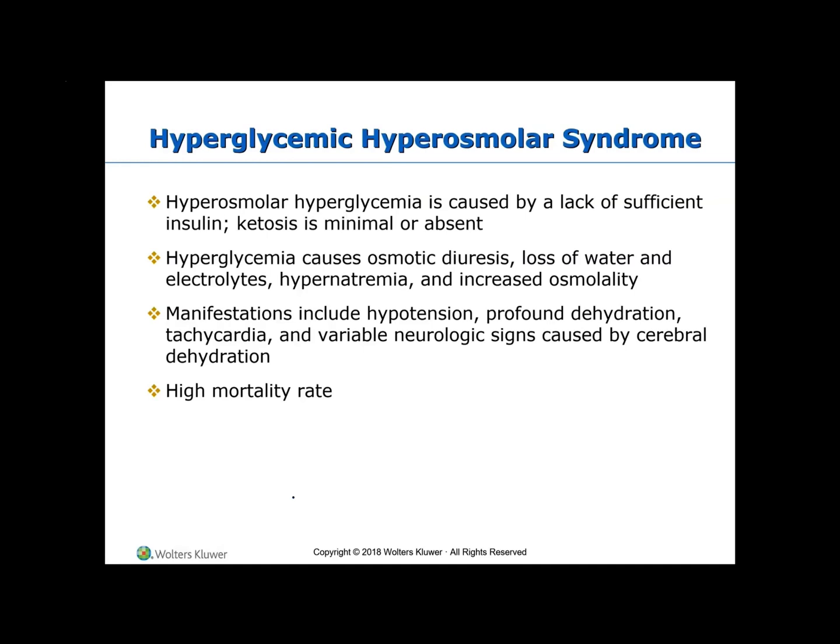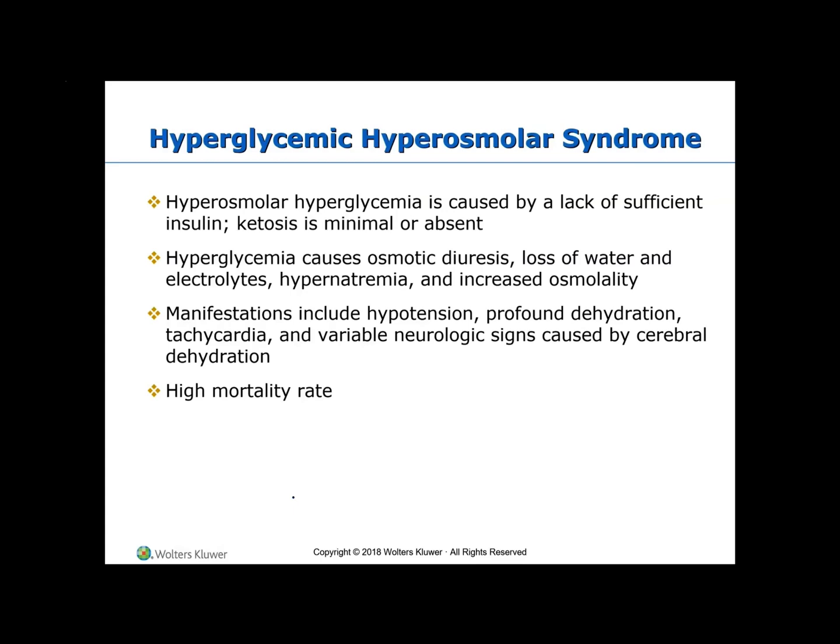Hyperglycemia causes osmotic diuresis, the loss of water and electrolytes. So some of this is the same that we talked about through DKA. You're still going to be losing a huge amount of fluids. Manifestations include hypotension, dehydration, tachycardia, right? Because they're dehydrated. Neurologic signs can include cerebral dehydration.